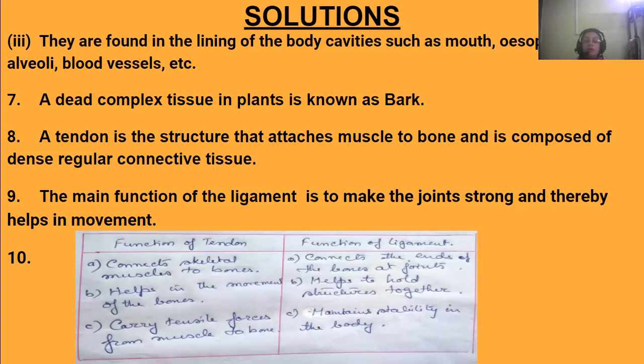Then the tendon carries tensile forces from muscle to bone, as it is connected from muscle to bone. Whereas the ligament maintains the stability of the body. It makes the body stable. If the joints are not strong, then the body will fall down. So to make it stable, the ligament functions like that.